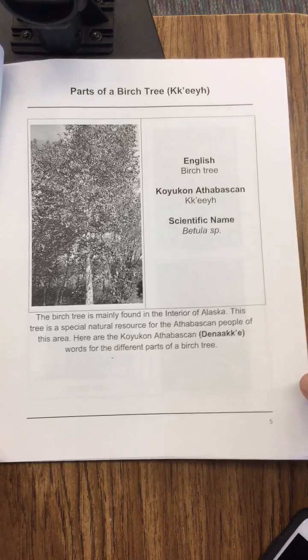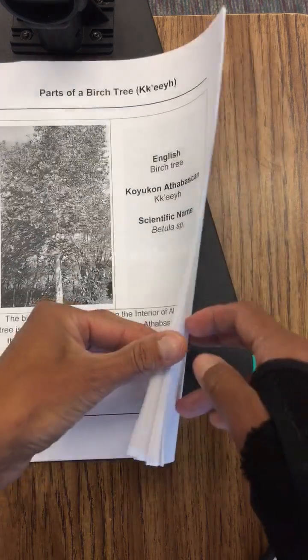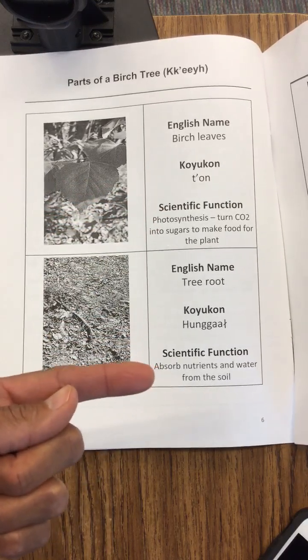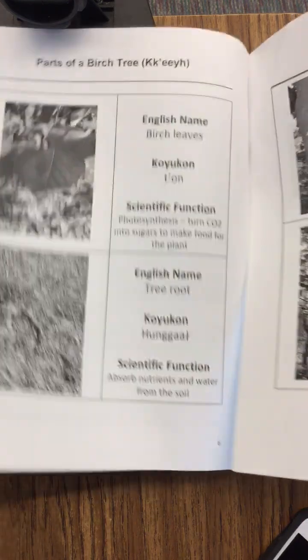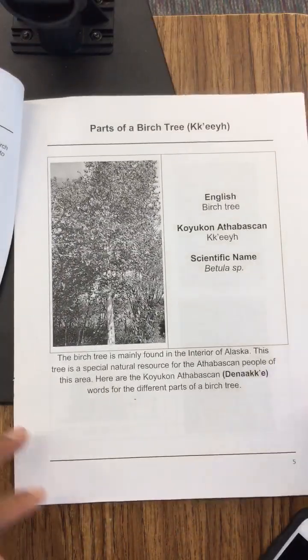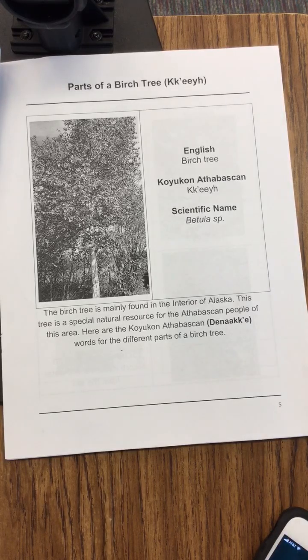In this section, students are introduced to the vocabulary in English, Koyukon Athabaskan, so you have that native language, and also the scientific name. And I like it on this page where we put the scientific function here: absorb nutrients and water from the soil. So the student gets all points of view. And our good friend Dewey Hoffman is going to teach us these words in our native language.